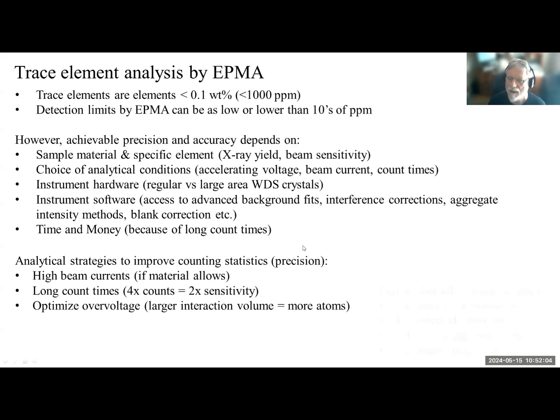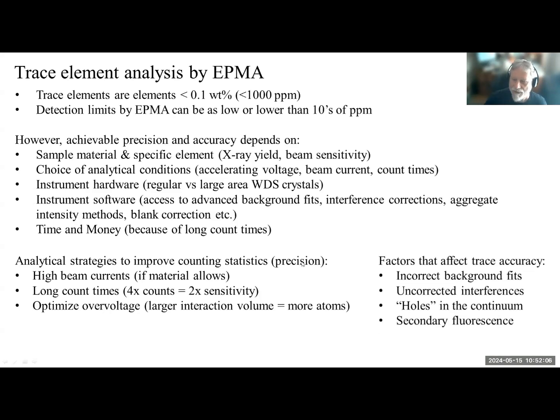resolution. And there are, of course, the factors that affect trace element accuracy, which is the background fits primarily, the main problem, but also spectral interferences, either on your off-peak positions or on your on-peak. These become dominant. And then, of course, secondary fluorescence from boundaries, that is nearby phases. So we're going to talk about all 4 of those things.